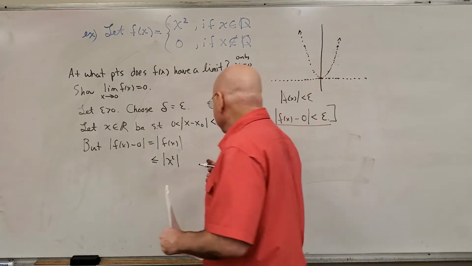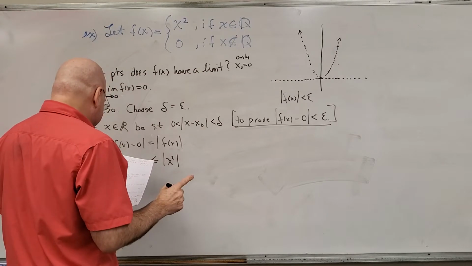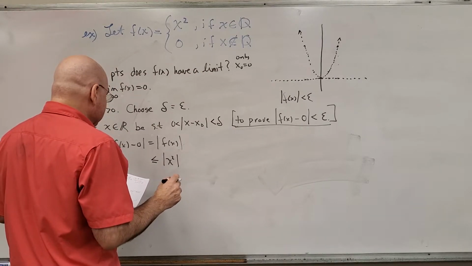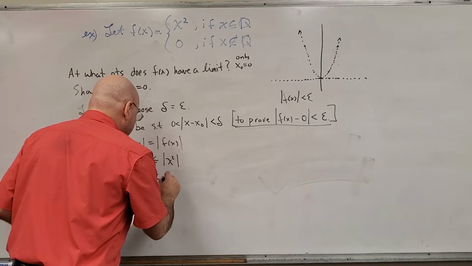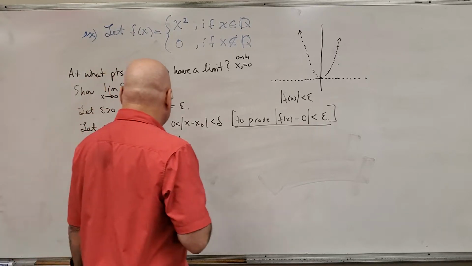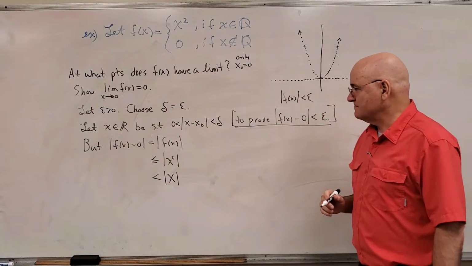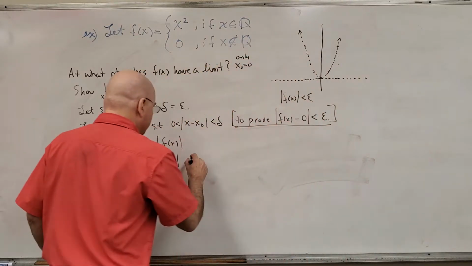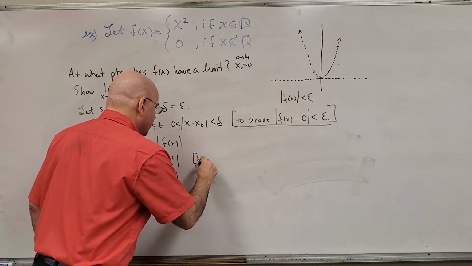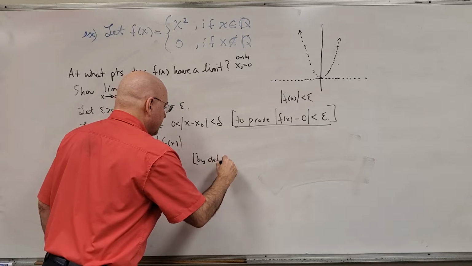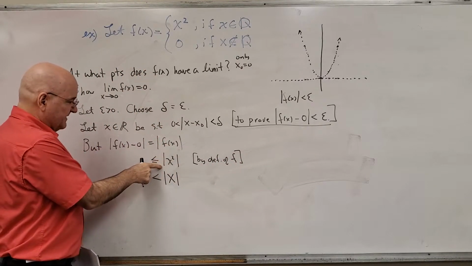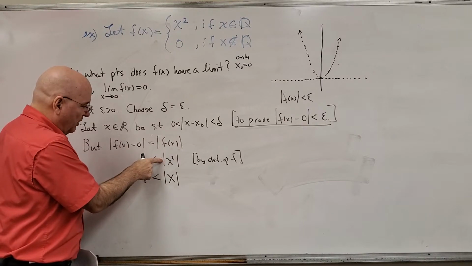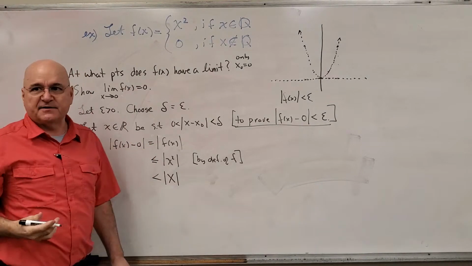Now, the next statement, is this true? I can put here, by definition of the function, absolute value of f of x is less than or equal to x squared because it's either equal or it's 0, which is less than or equal to x squared.